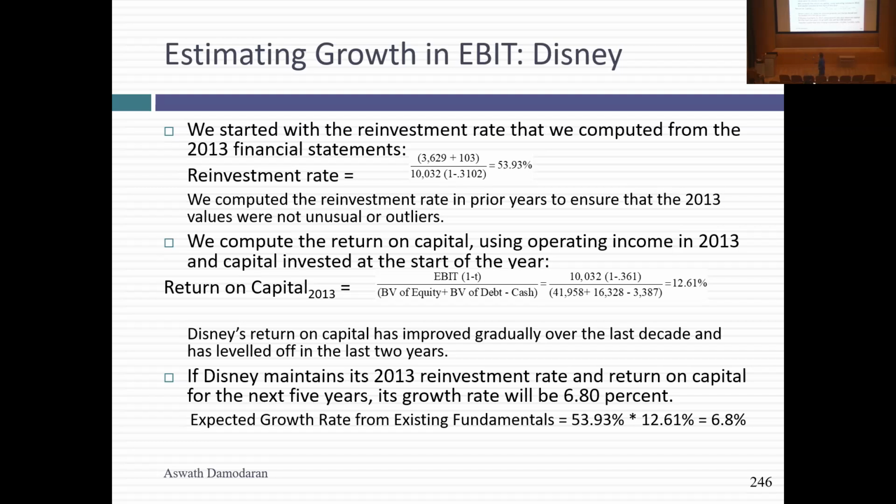It's about 54%. And the return on capital is exactly the same return on capital I used to look at Disney's excess returns like 15 sessions ago. It now comes back to help make a judgment about future growth. If I assume Disney's margins are stable, 12.61% times 54% gives me a growth rate of 6.8%.